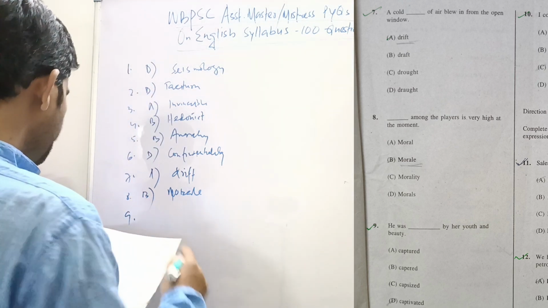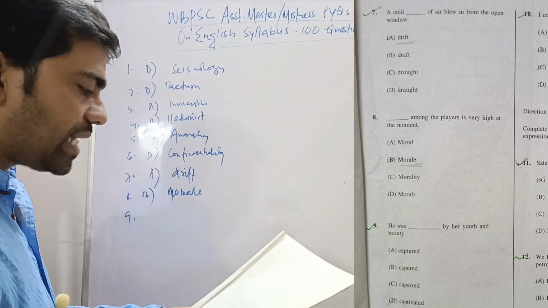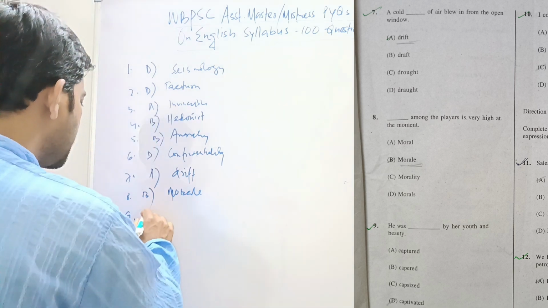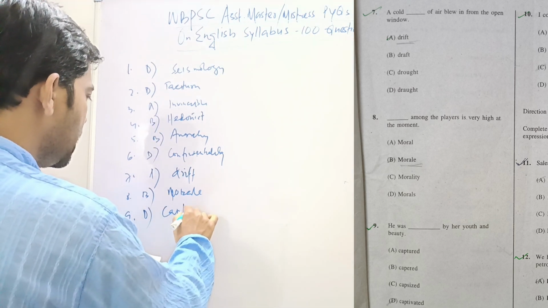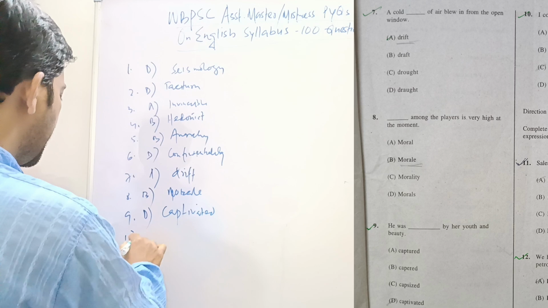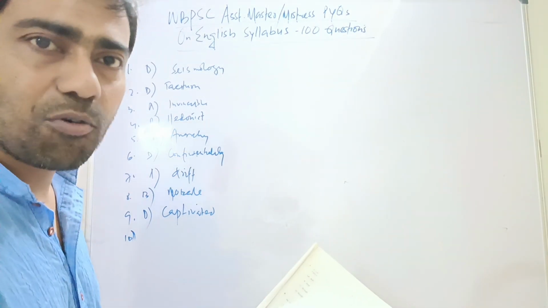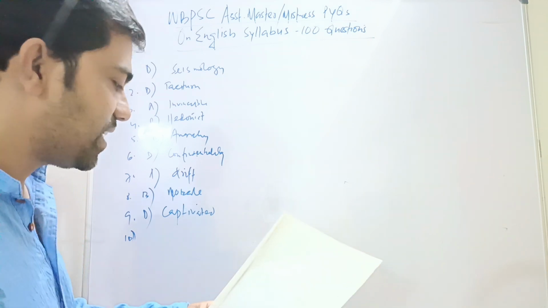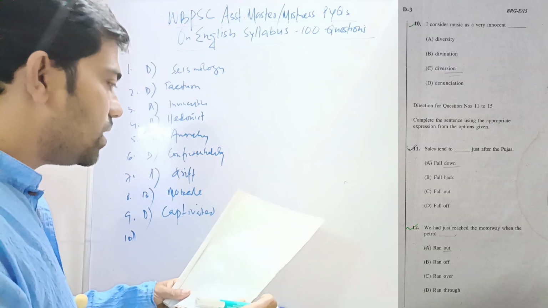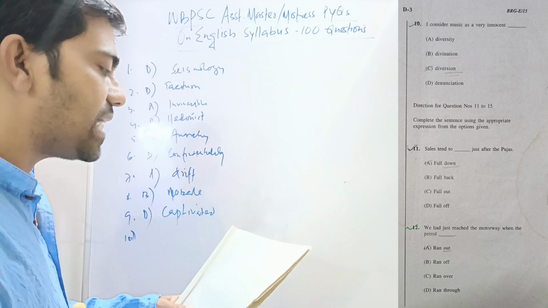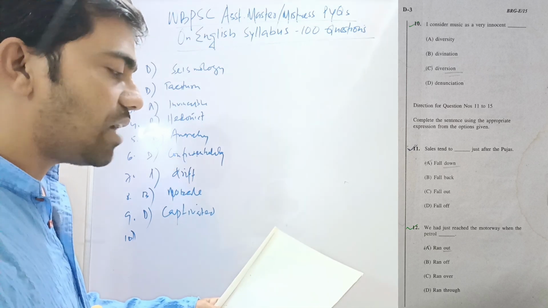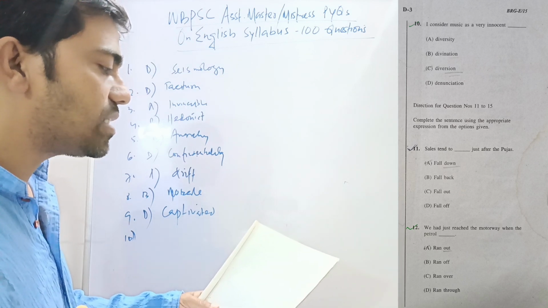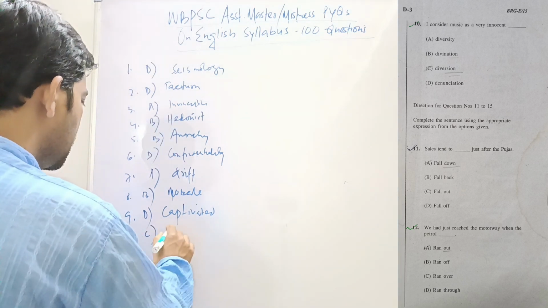9 number, he was dashed by her youth and beauty. So captured, capsized, captivated. Of course it will be captivated. It is a very easy one. 10 number. You can see the question pattern, the question type: literature as well as grammar and vocabulary. The 10 number question is, I consider music as a very innocent dash. Diversity, definition, diversion, denunciation. So I consider music as a very innocent diversion. C number.